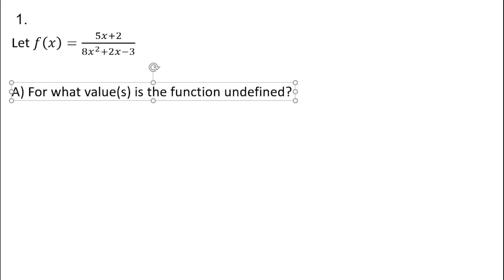All right, let's take a look at problem number 1 where it says let f of x be equal to 5x plus 2 over 8x squared plus 2x minus 3. Part A of this problem asks for what value or values is the function undefined.